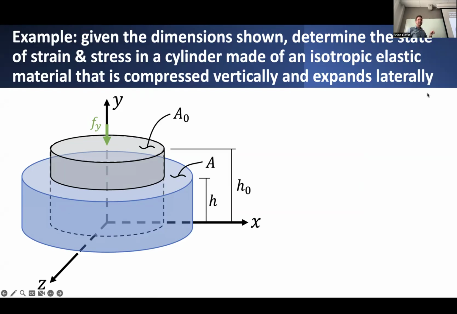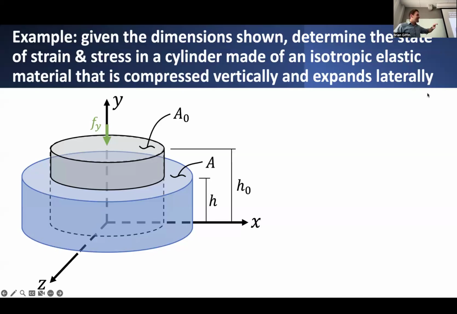Basically, this cylinder will change shape. It will shrink a little bit with a new height H, somewhat smaller than H0, and then it'll enlarge laterally with a larger area A. So the question is, assuming we can do this kind of experiment in the laboratory, we can measure the applied force on this block, and we can also measure its relative change in height and cross-sectional area. Given these, we can define the total state of strain and stress, in all of its glory, all the three-dimensional components of strain and stress.